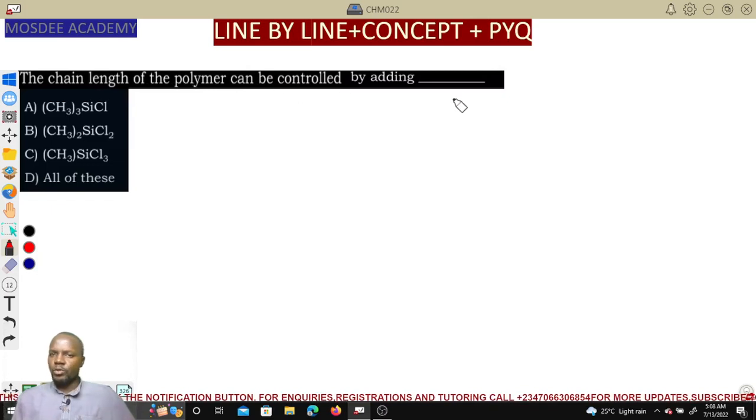The chain length of the polymer can be controlled by adding silicones. So I told you there is a structural formula, with methyl groups attached to the Si. So note that these are the methyl groups. So all of this is correct for this question.